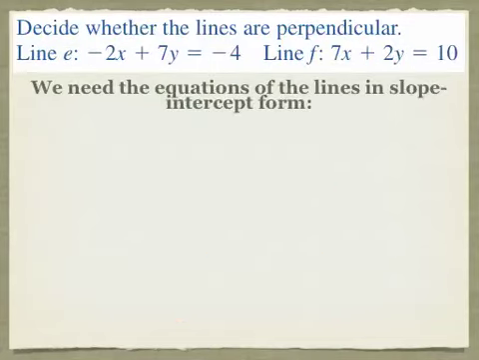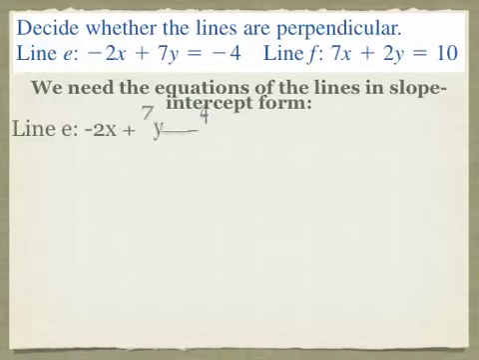The next example says to decide whether the lines are perpendicular. We're given line E, which is -2x plus 7y equals -4, and line F, which is 7x plus 2y equals 10. Notice that we are given the equation of two lines, however, they are not in slope-intercept form. To be in slope-intercept form, I need y by itself. So we need the equations of the lines to be in slope-intercept form. To do that, we're going to solve for y.